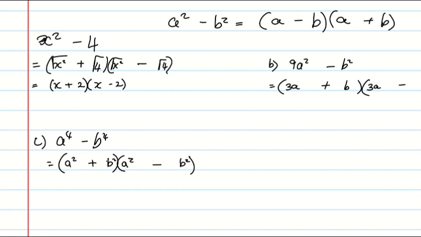Now I need to check here. I'm not done, because I can see in the second bracket there's also a difference of two squares. The first bracket is fully factorized because there's a plus, but the second bracket can be factorized further. So that now becomes the square root of a squared, which is a, and the square root of b squared, which is b, so that becomes a plus b and a minus b. Any questions? Yes.